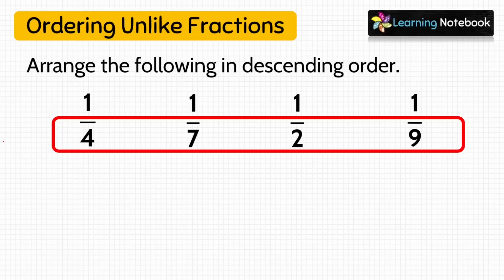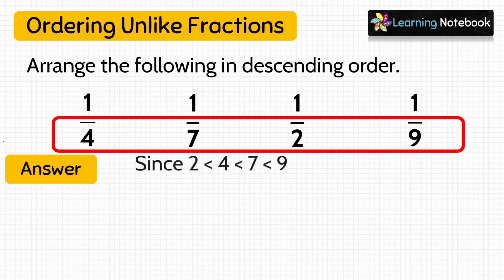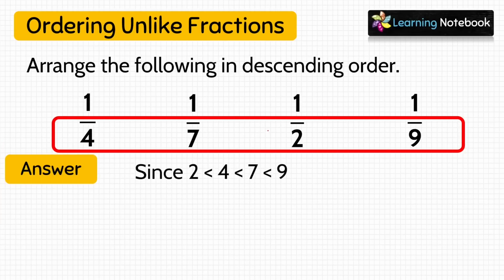Here we have to arrange in descending order. It means we first have to find the greatest fraction. The greatest fraction will be the one which has the smallest denominator. And students, look carefully. The smallest denominator is 2. Therefore, the greatest fraction is 1 by 2.